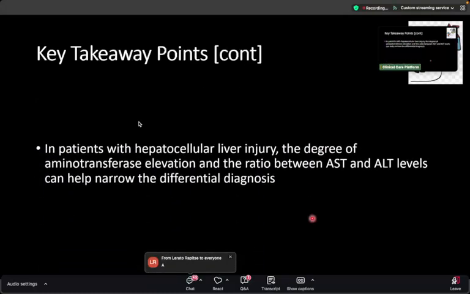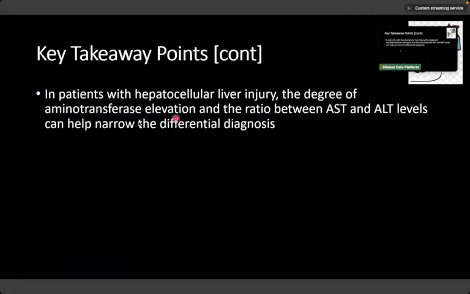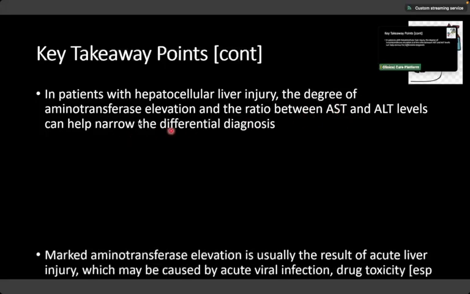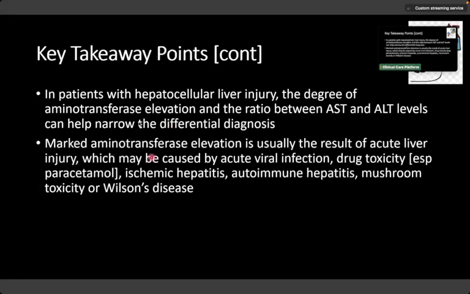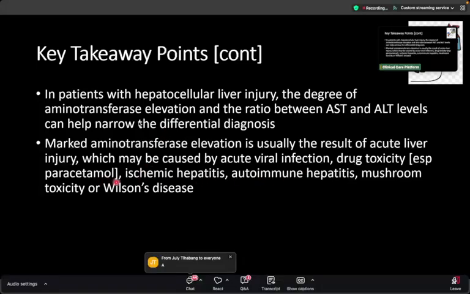In patients with hepatocellular liver injury, the degree of elevation and the ratio can help to narrow our differential diagnosis. Marked elevation is usually the result of acute liver injury, which is caused by acute viral infection, drug toxicity, especially paracetamol, ischemic hepatitis, autoimmune hepatitis, mushroom toxicity, Wilson's disease.